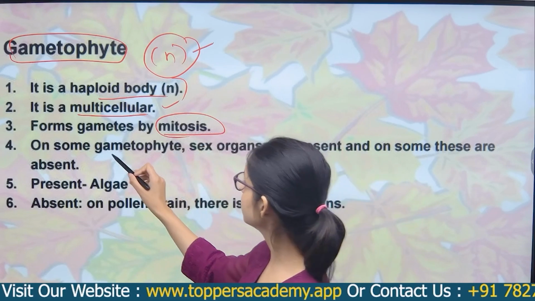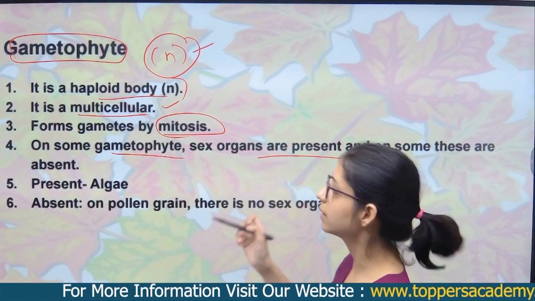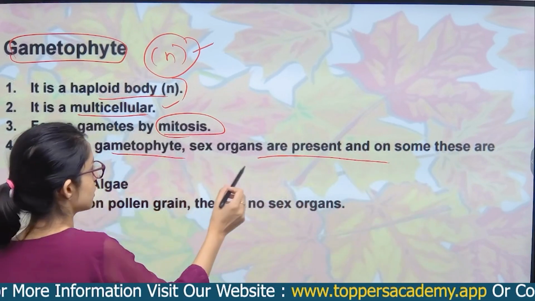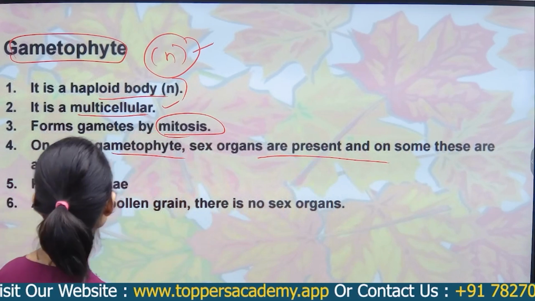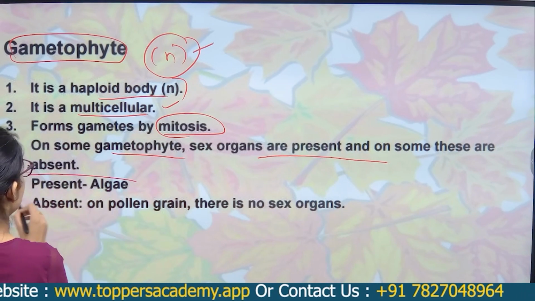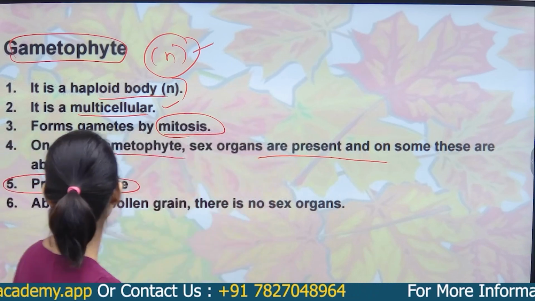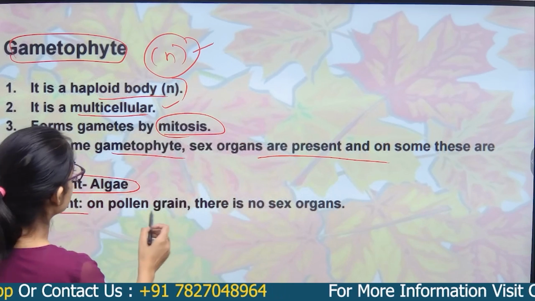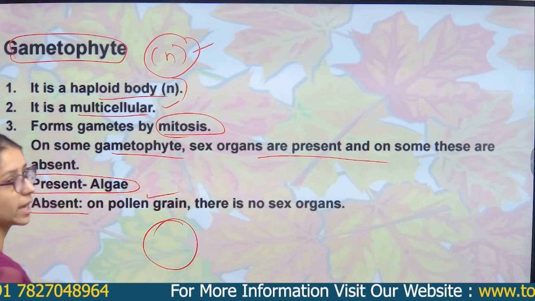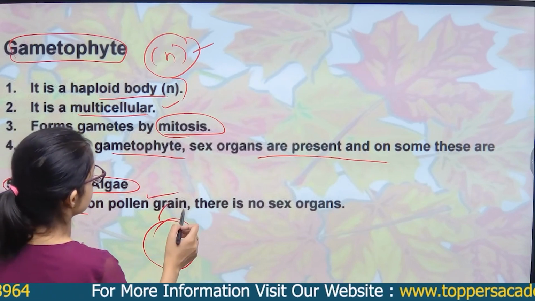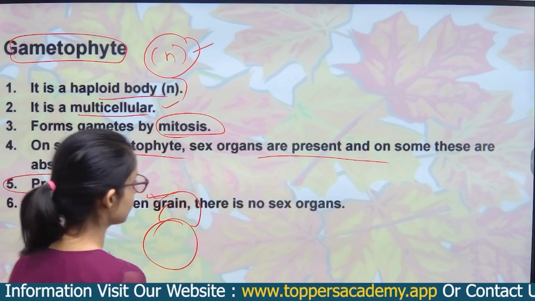On some gametophytes, sex organs are present, and on some these are absent. For example, in algae the sex organs are present. But they are absent in pollen grains. A pollen grain is a gametophyte, but there is no sex organ present on the pollen grain.